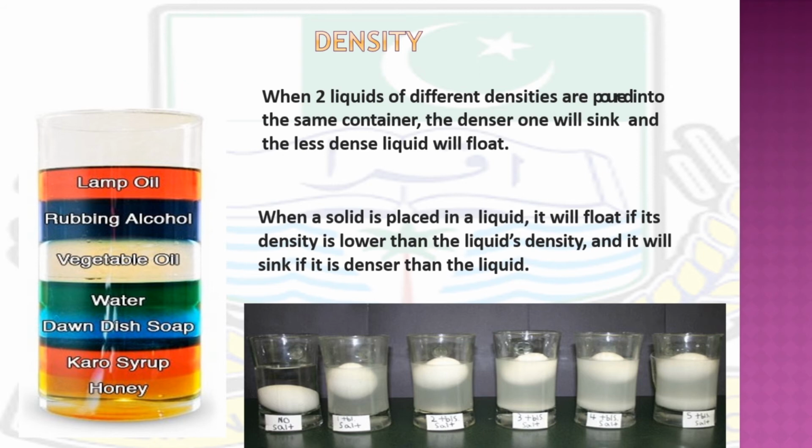Now when two liquids of different densities are poured into the same container, the denser one will sink and the less dense liquid will float. And when a solid is placed in a liquid, it will float if its density is lower than the liquid's density, and it will sink if it is denser than the liquid.